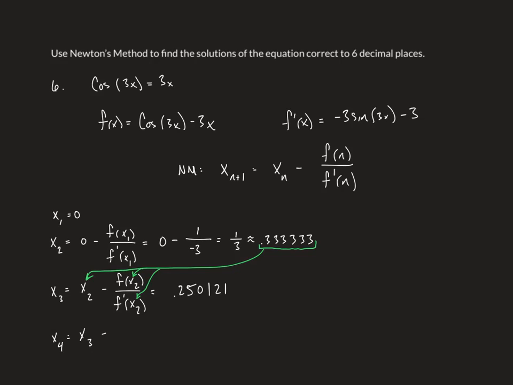So I need the third term minus f of the third term divided by f prime of the third term. And so that means that this whole thing, this 0.250121, has to go there, there, and there. And when I evaluate that, I get 0.246371.